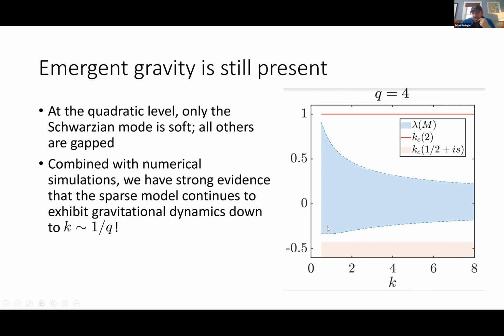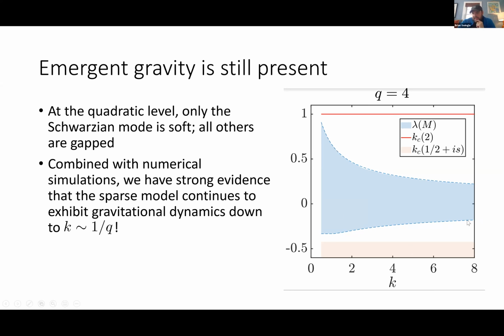But here also, actually, we need to make sure that the lower part of the spectrum doesn't overlap with the continuum of negative modes in K. There are actually models where you can get instabilities because you have like an eigenvalue that lives inside this negative continuum here. But that doesn't happen in our case, at least for modest values of K. And so at the quadratic level, we conclude then that the only soft mode is the Schwarzian mode. All the rest are gapped.